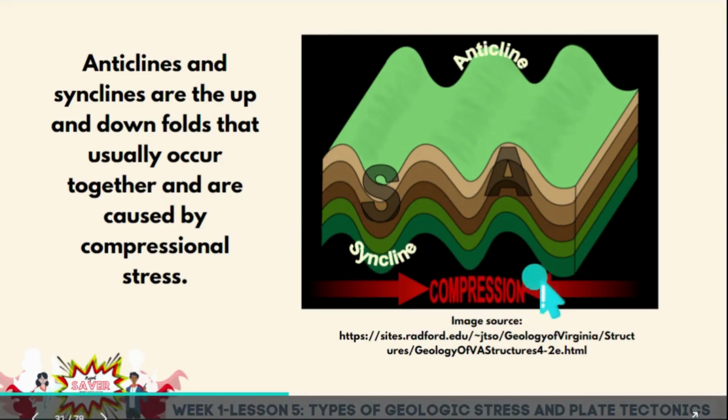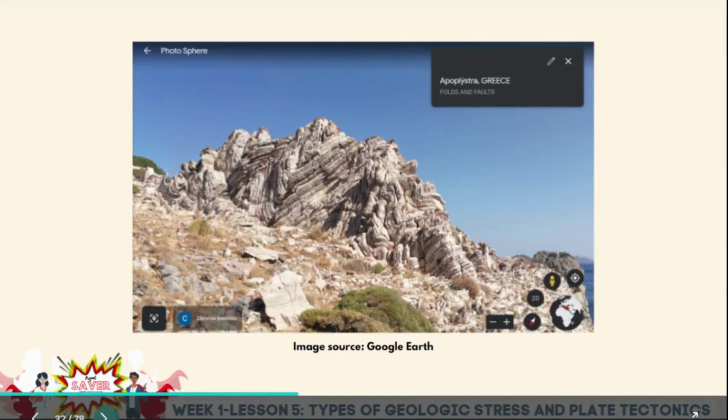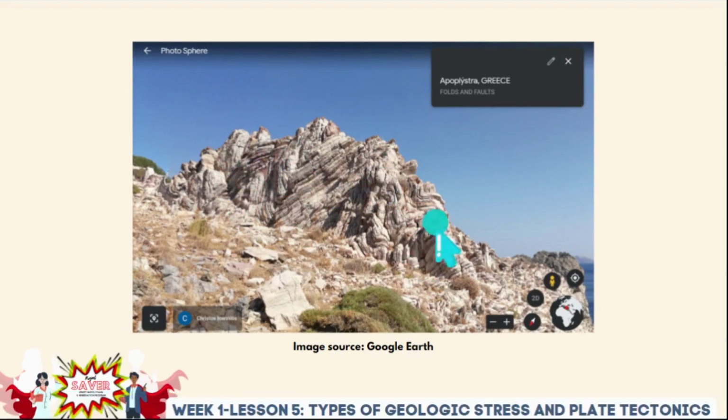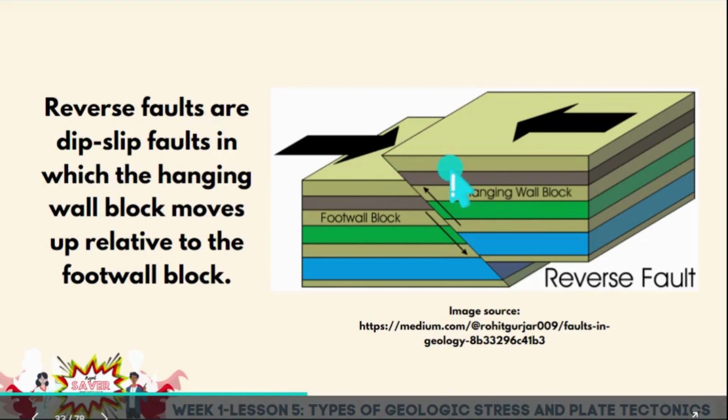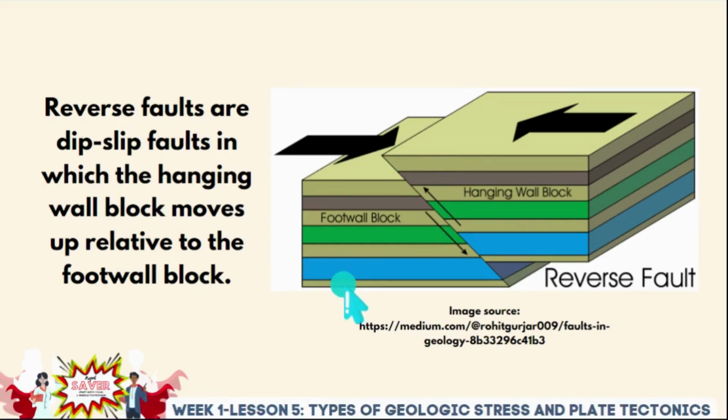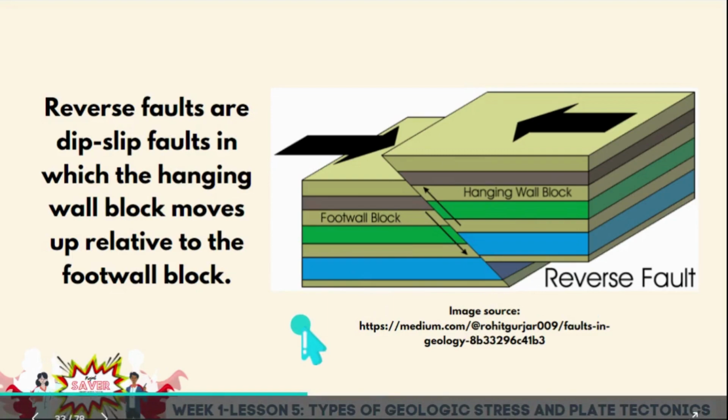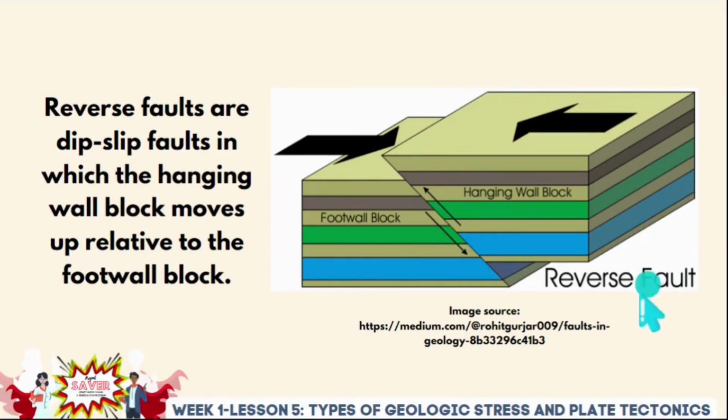Nagkaroon ng anticline at syncline dahil sa compressional stress. Kanina sa picture, tinignan natin through Google Earth na itong rock mass na to ay na-compress. Kaya nagkaroon siya ng anticline, pataas na fold, at nagkaroon din siya ng syncline, pababang fold. Aside from anticline and syncline, nakaka-form din ng reverse fault ang compressional stress.